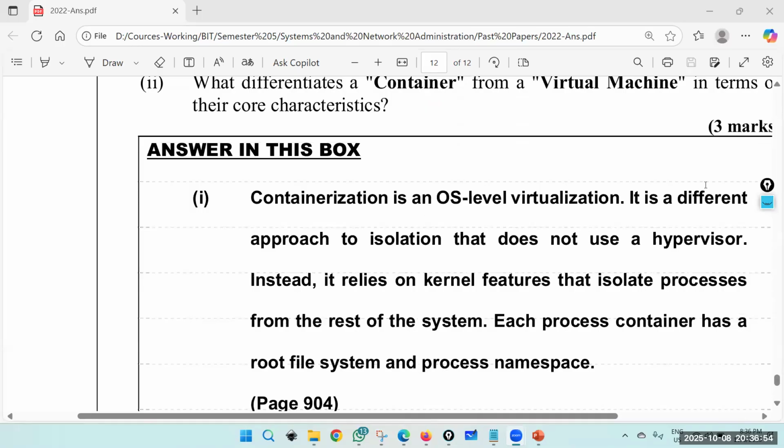Containerization is an OS-level virtualization. It is a different approach to isolation that does not use hypervisors. Instead, it relies on kernel features that isolate processes, that isolate applications from the rest of the system. Each process has a root file system and process namespace and so on.